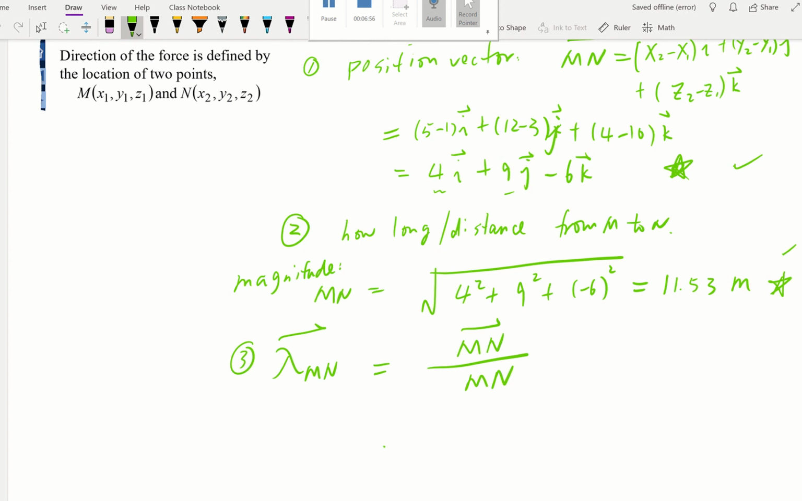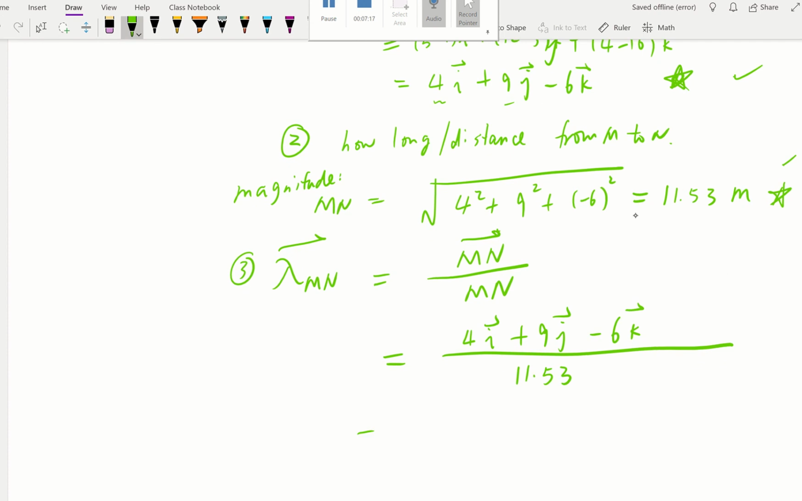With that logic, we can substitute our MN with a hat, which is a vector, the position vector 4i plus 9j minus 6k, divided by its magnitude, which is 11.53. Then we can simplify to the i, j, k terms. The i term is 4 over 11.53, the j term is plus 9 over 11.53, and k will be negative 6 over 11.53.